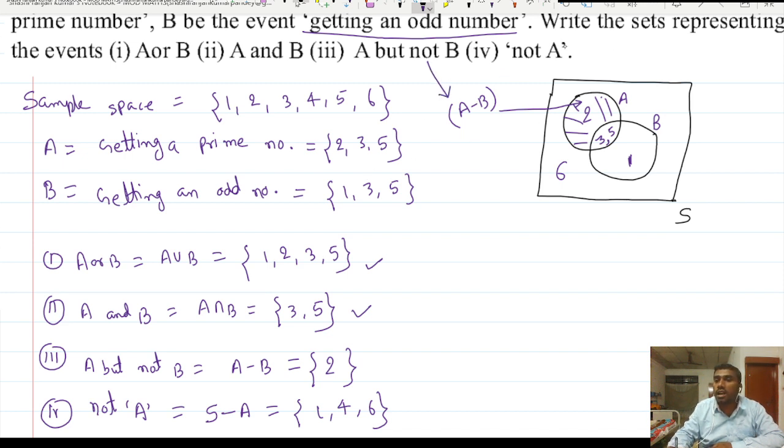Not A means outside that, so this is nothing but sample space minus A. Not A means that it is not in A. So what is that actually? 1 and 4 are also here, and 6, so 1, 4 and 6. So this is the case here. Hopefully you get the concept. Fine.